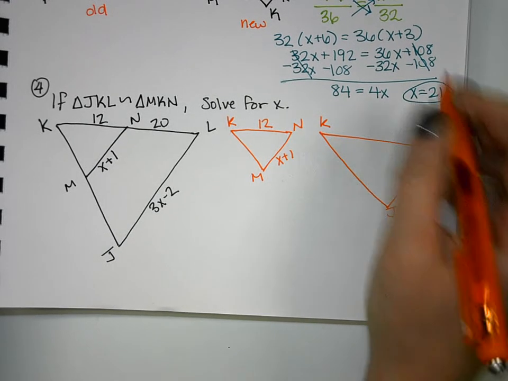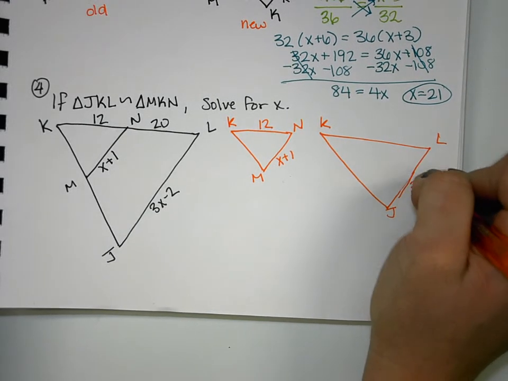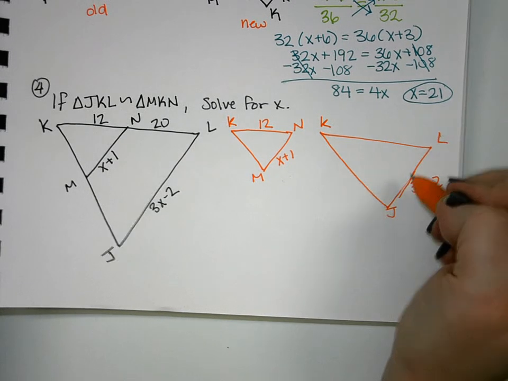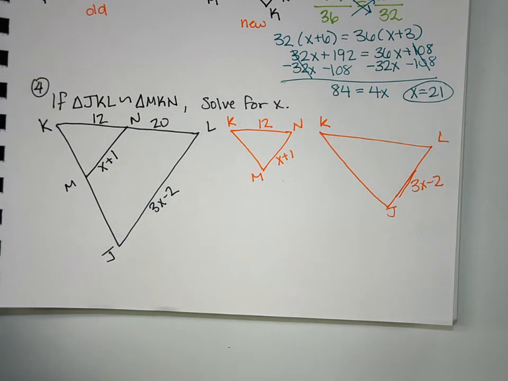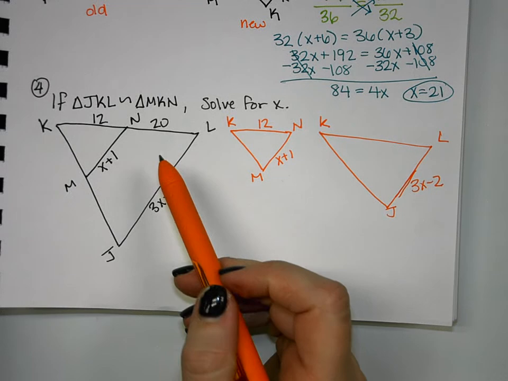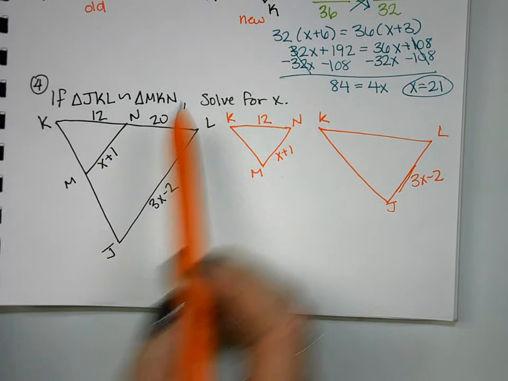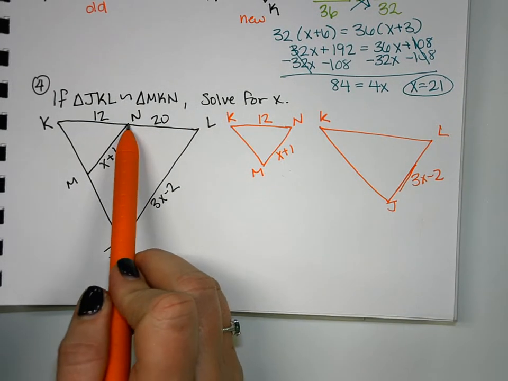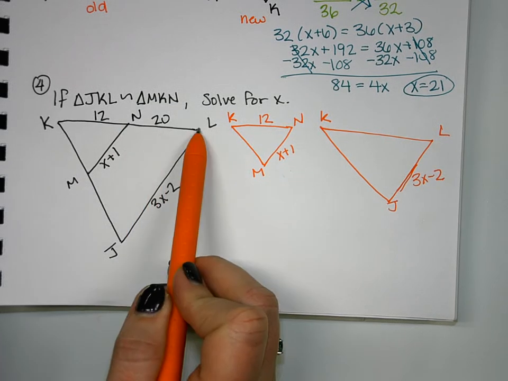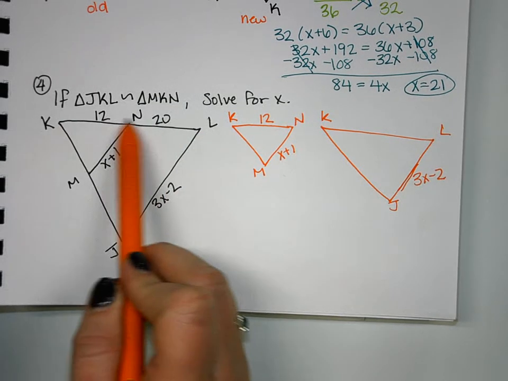(3x minus 2). And then I'm not sure, what is the length of KL? 32. How'd you get 32? It says 20. So you have to add both sides. Why do you have to add both sides? Okay, the reason I want to make sure we go over this is that 20 only goes from N to L. If we want all of this, we would have to add the two together.